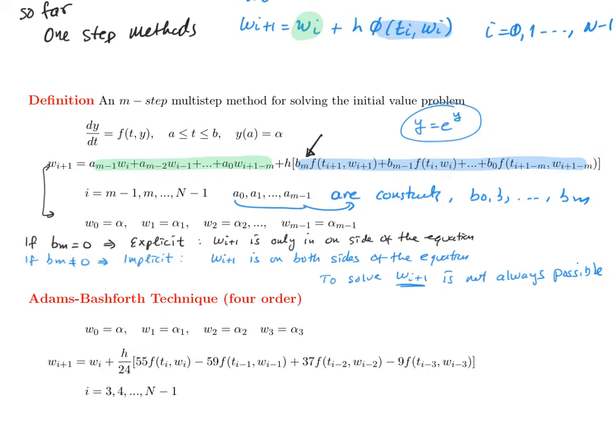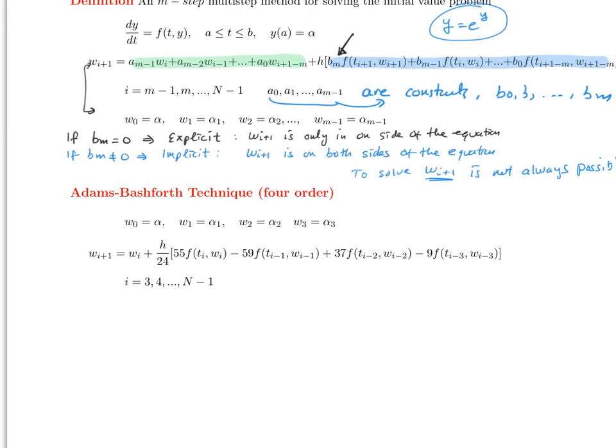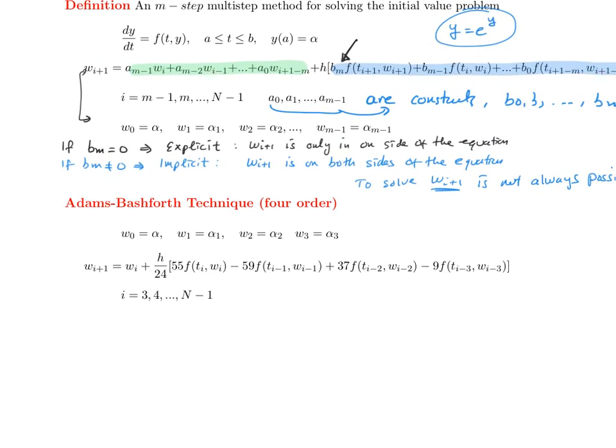Therefore, for the rest of the section, we're going to look at only two kinds of methods, either explicit or implicit. Implicit is also called a closed method, and explicit is usually called open.